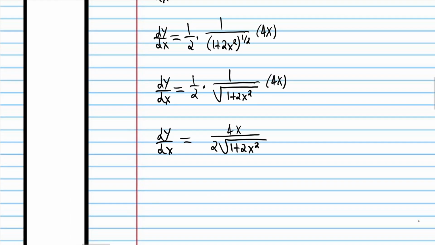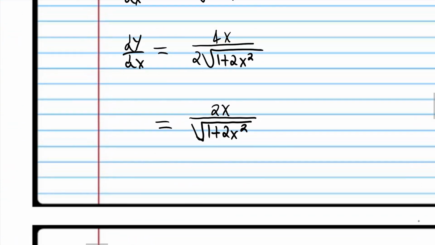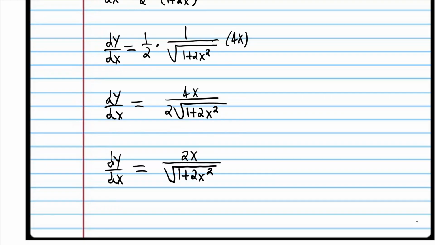And we can actually reduce. So we have 2x over the square root of 1 plus 2x squared. So there you go.